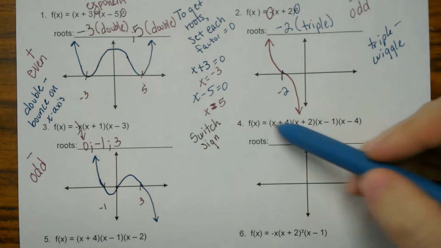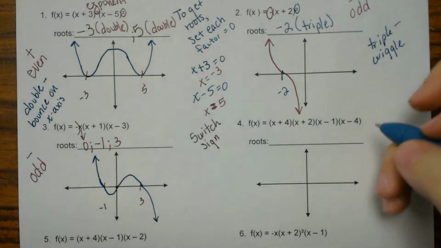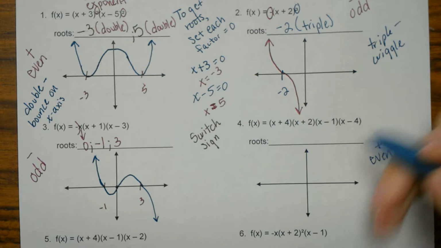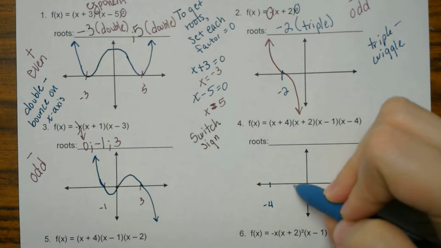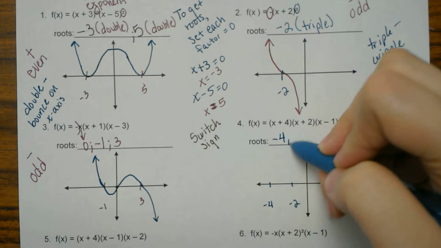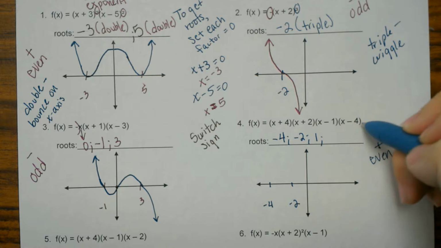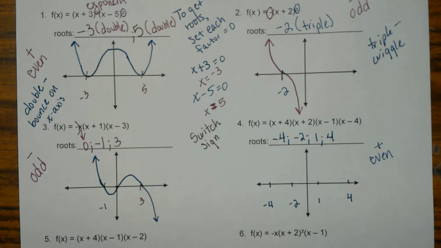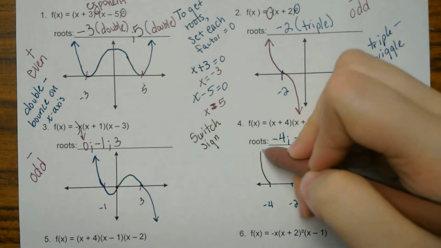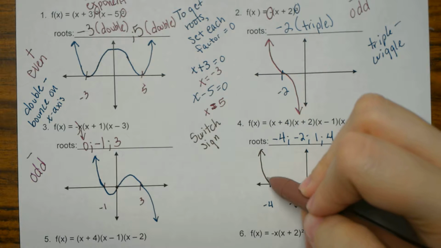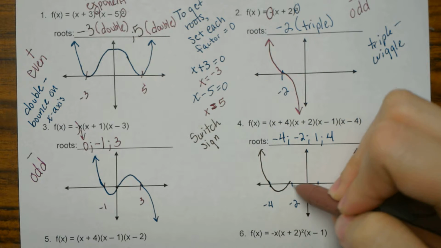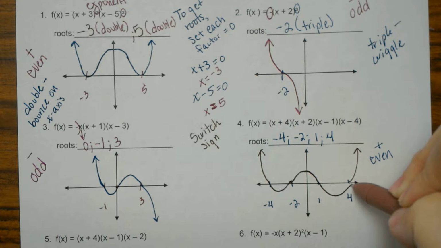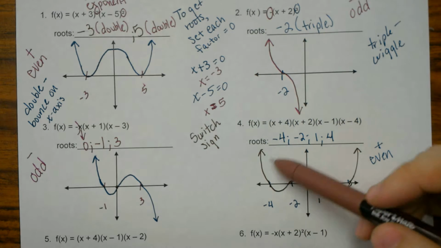So then number 4, I have 4 single roots. So that's an even. There's not a negative in front, so it's a positive even. So -4, -2, 1, and +4. So it starts on the left above, on the right above, and it crosses at -4, comes up and hits at -2, goes above, hits 1, goes below, and then it crosses again at 4. So it has a little W.